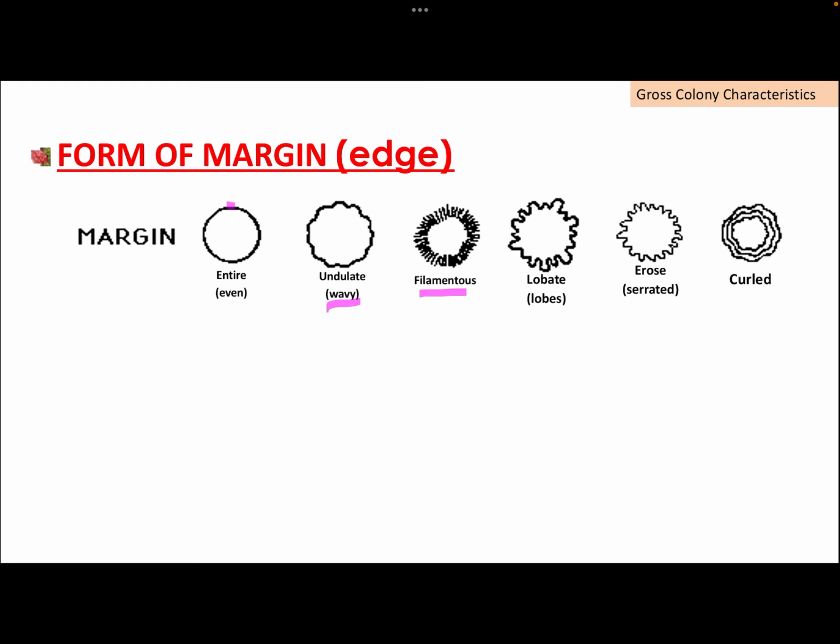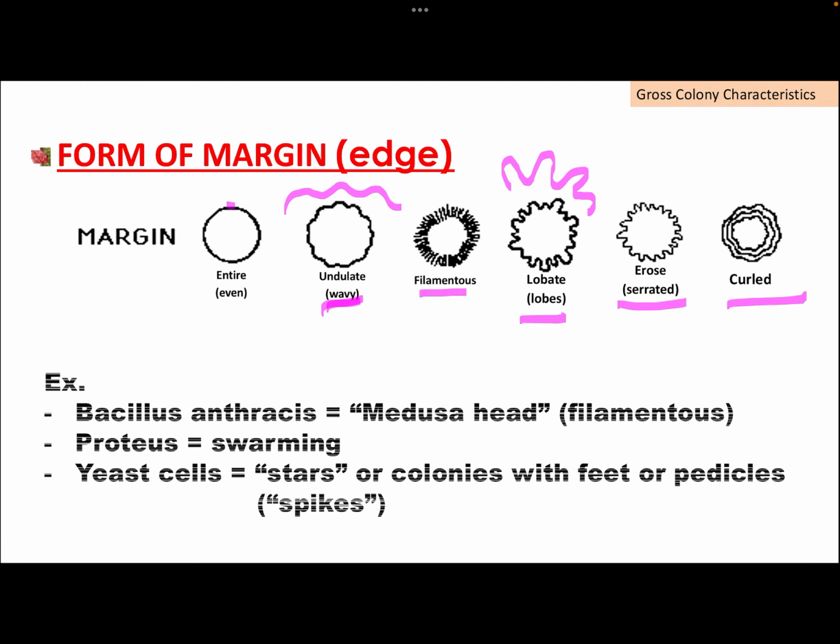Undulate, or wavy, should not be mistaken with lobate. Lobate, of course, has a lot of distinct lobes, but wavy can just be like this one. Erose is serrated. Curled: the entire colony is usually curled or wrinkled. An example of that is Bacillus anthracis.